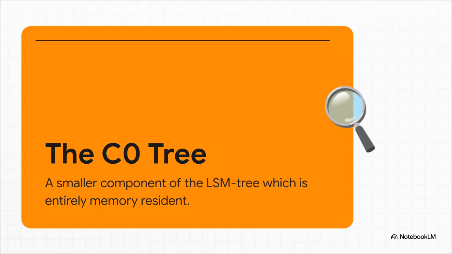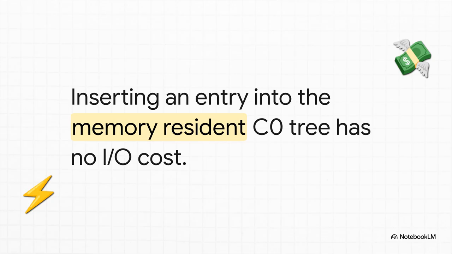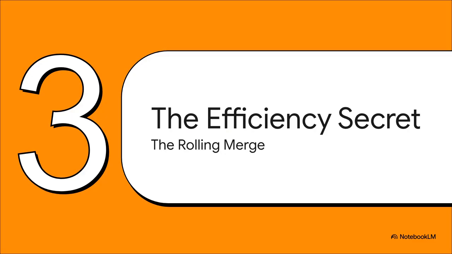Now, the technical term for this is a memory resident component called the C0 tree. All the new data just gets dropped right there first, where access is basically instantaneous. And the implication here is profound. I mean, this is huge. Placing new entries into this inbox costs almost nothing in terms of I/O. It is unbelievably fast, precisely because our librarian doesn't have to make that long, costly trip to the shelves every single time.